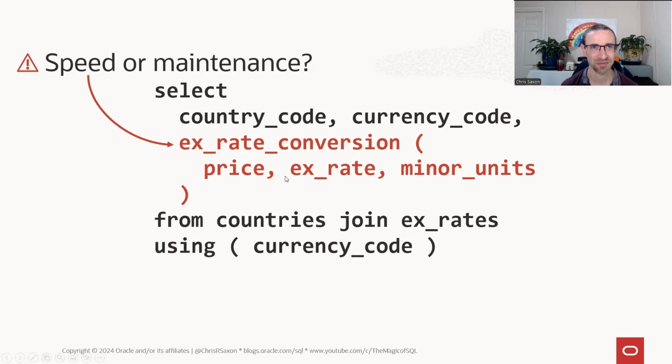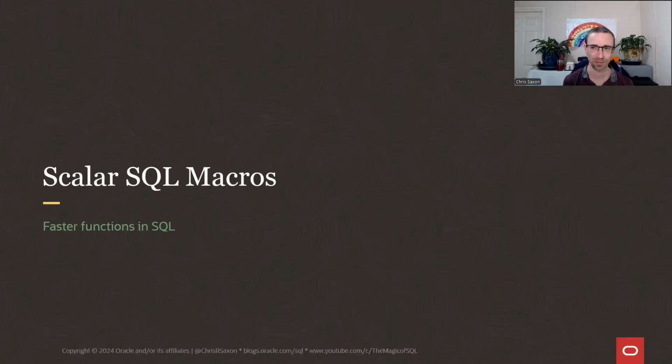But maybe this currency conversion API is a critical piece of the infrastructure. It's a core component, and it needs to be as absolutely fast as possible, because it's executed so heavily. So that means that in theory, we should rip the logic out of the PL SQL function and paste it directly into the SQL statement. And it's like, what do we do here? Which is more important to you, performance or code reuse and maintenance? Well, of course, the answer is both. You want both, right? You don't want to have to choose. You don't want one or the other. Fortunately, we do offer a way out of this dilemma, and that is scalar SQL macros.